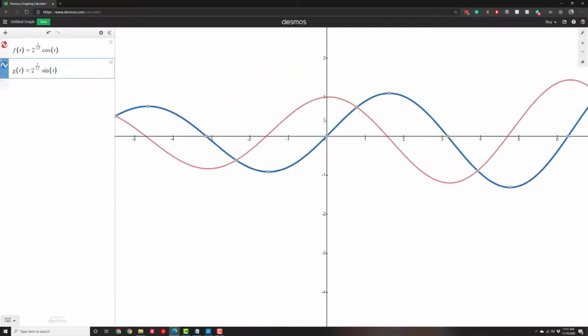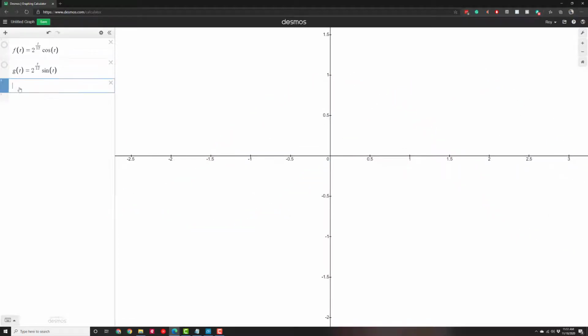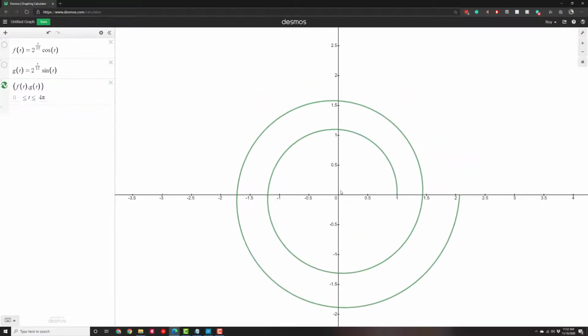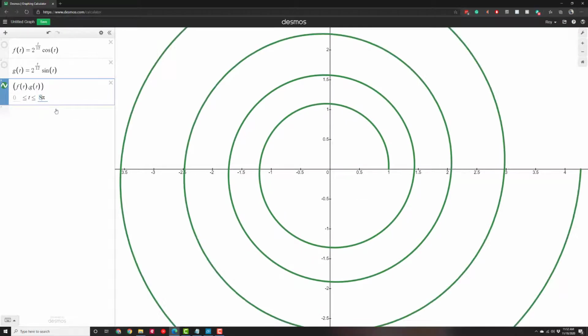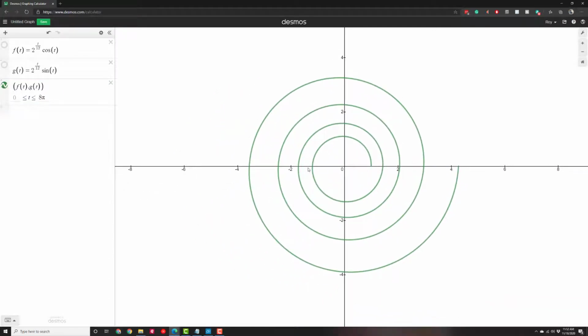Obviously, these are the Cartesian graphs. I don't want those, so I'm going to turn those off so I don't see them. And I'm just going to graph f of t versus g of t. And again, we wanted to do that from 0 to 4 pi. And you get this beautiful spiral. That's all it is. And if you want to go further, you totally can. You can go to 8 pi. It's just a bigger spiral. So there you go. Very fast.